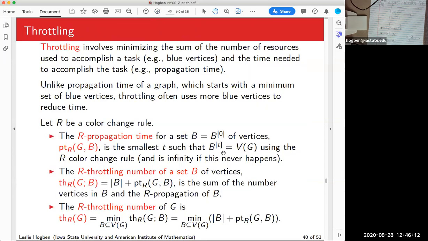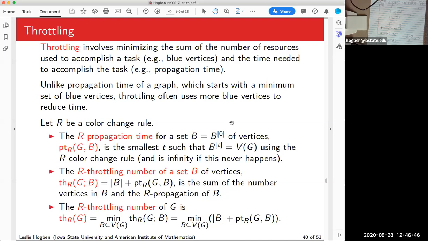So throttling actually builds on the idea that we've just been discussing, which is that if you add more blue vertices, can you reduce the propagation time? Can you speed up the coloring process? So the idea here is you want to minimize some combination of the resources you use, whether these are phase monitoring units, and the number of rounds or propagation time that it takes to accomplish the task.